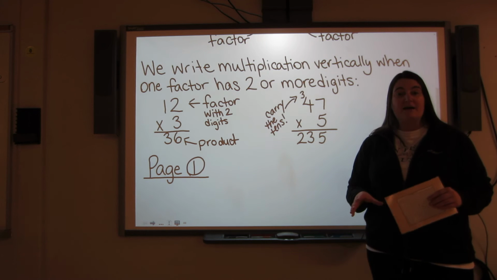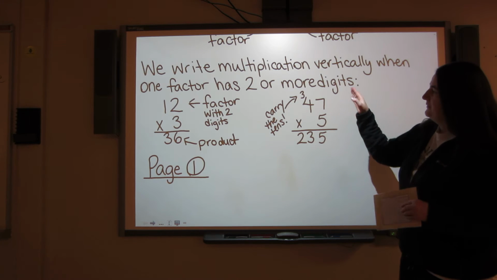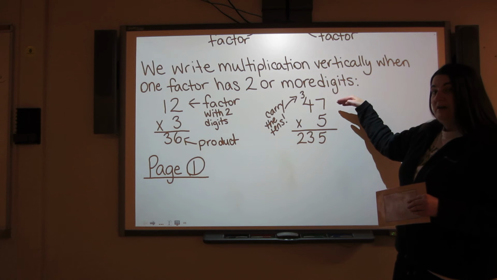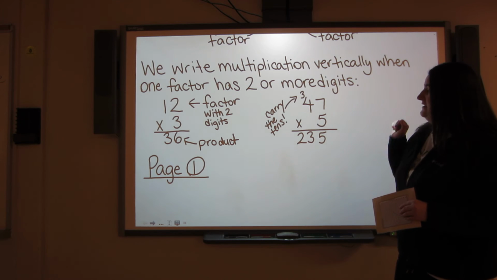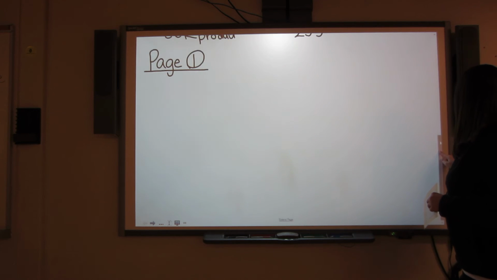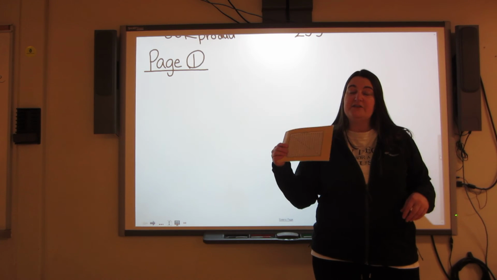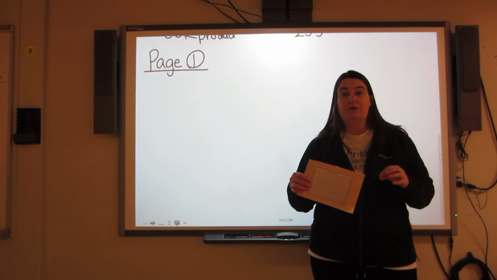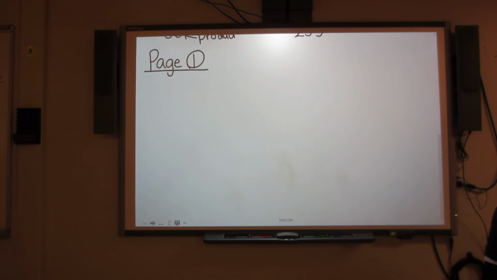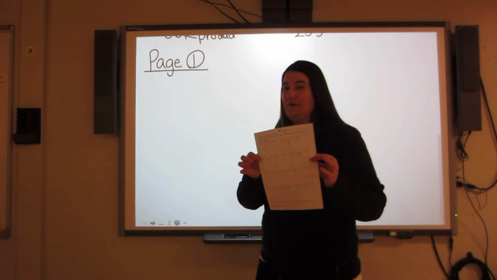Now, in your math folder, the very first page, page 1, are all examples of this, where you've got factors with more than one digit on top and 1 digit on the bottom. So we're going to do 2 of those examples together. Use your multiplication chart to help you if you don't know your times tables off the top of your head. So, page 1 in your folder.